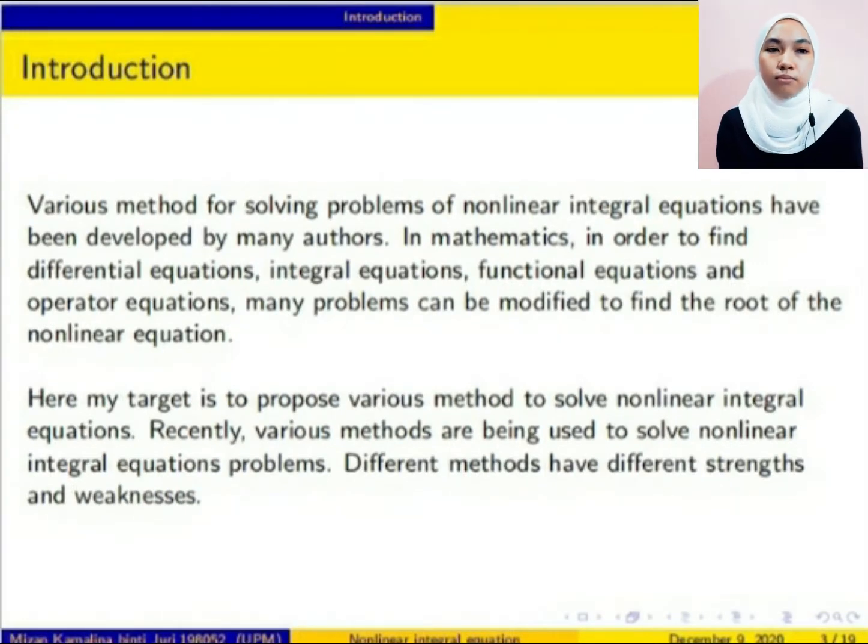Various methods for solving problems of nonlinear integral equation have been developed by many authors in mathematics in order to find differential equations, integral equations, functional equations, and operator equations. Many problems can be modified to find the root of the non-linear equations. So my target today is to propose various methods to solve non-linear integral equations. Recently, various methods are being used to solve non-linear integral equation problems. Different methods have different strengths and weaknesses.